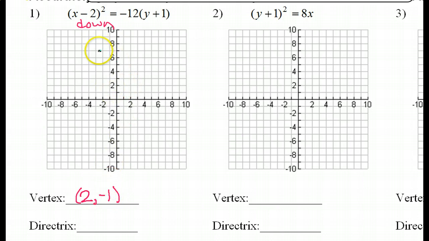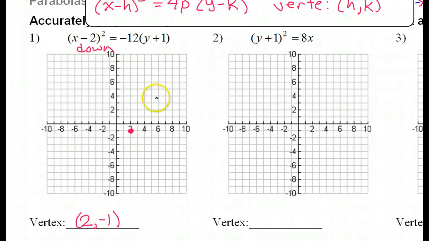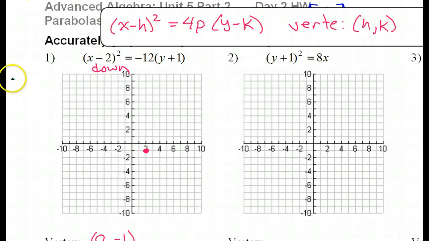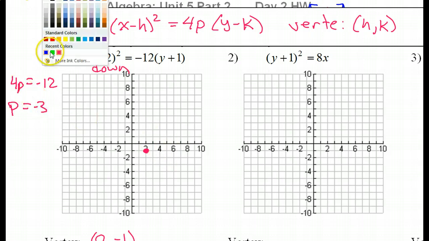We might as well graph it. So 2 comma -1 is right here. That will be our vertex, and we know that it will be facing down. Now, the next step is to find this p value that's mentioned in the function here. We know that 4p is going to equal the -12. So if I divide by 4, that gives me p is equal to -3. That tells me where to put the focus.